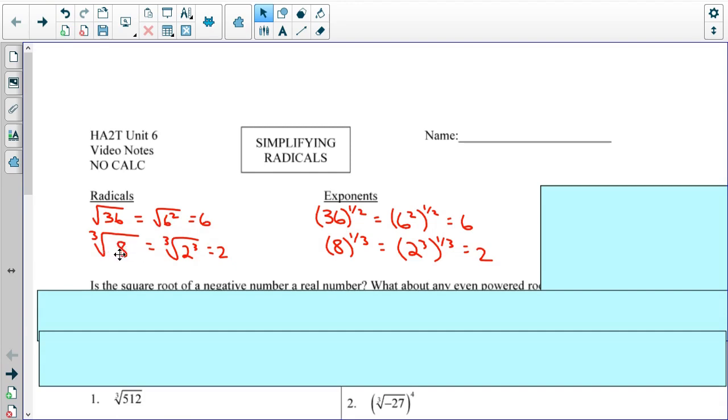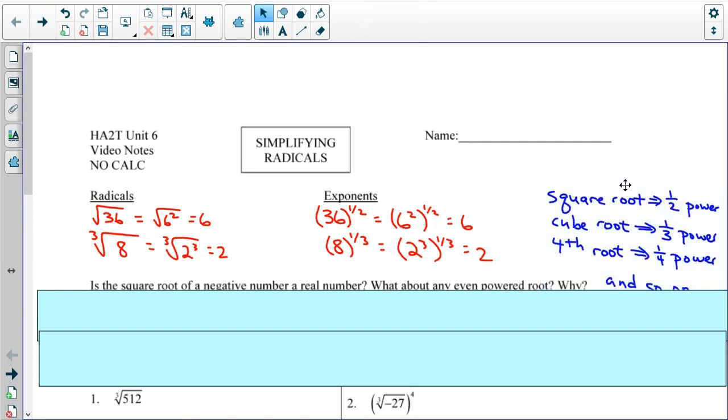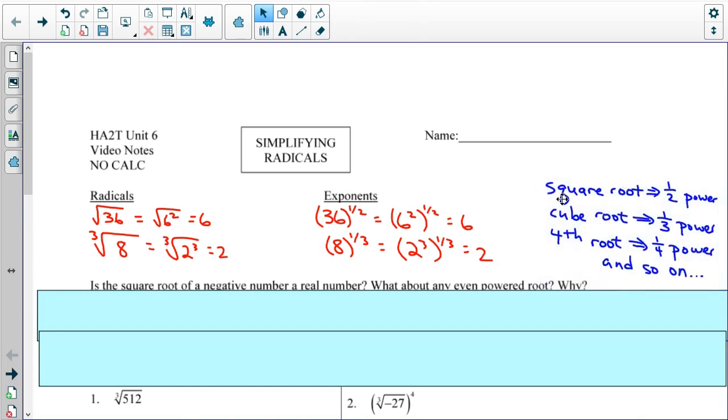Now, if I have a cube root, I need three copies of that, or three factors multiplied by each other that are all the same in order to take it out. So the cube root of 8 is 2, because 2 times 2 times 2 is 8, and that can end up taking it out, which likewise with exponents, 2 cubed to the 1/3 power, if I multiply the exponents, 3 times 1/3 gives me an exponent of 1. And so square root is the same thing as 1/2 power, cube root is the same thing as 1/3 power, fourth root is the same thing as the 1/4 power, and so on.